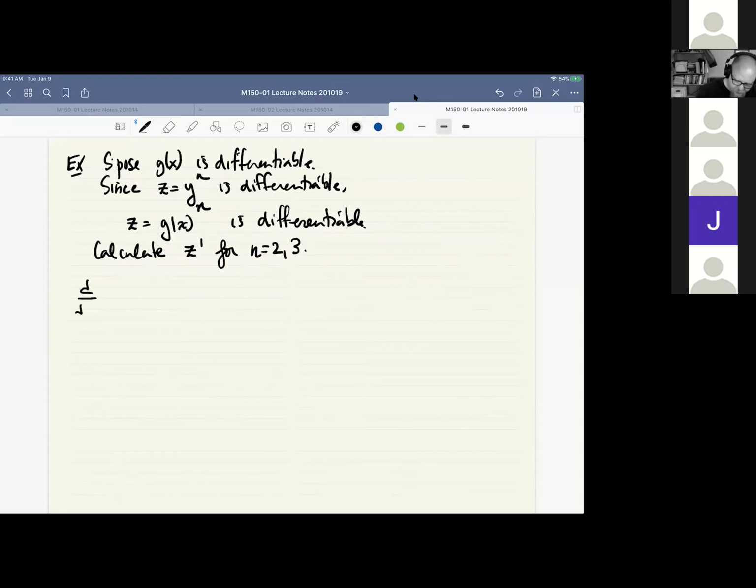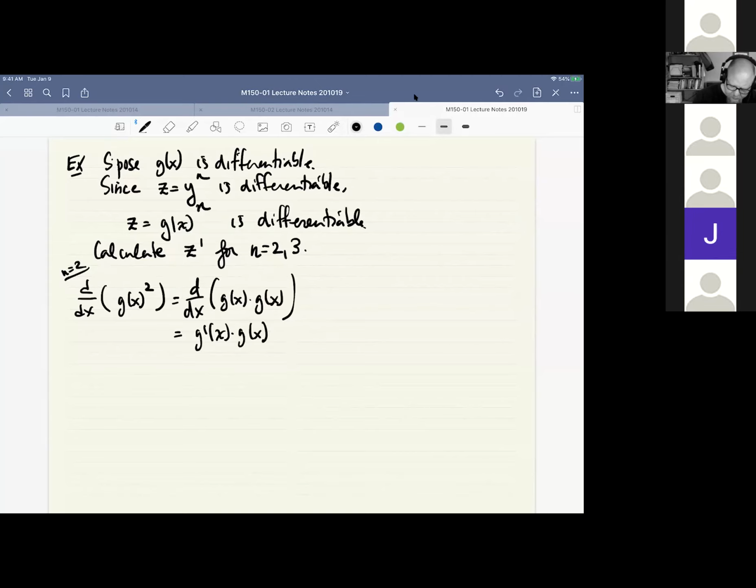Okay, so let's differentiate g of x squared. Here's n equals 2. Well, we don't need to do anything fancy here because we can just use the product rule. The derivative of the product is the derivative of the first times the second, plus the first times the derivative of the second. Multiplication is commutative, so these two are the same. And so I'm left with 2 times g of x times g prime of x. Okay, done.